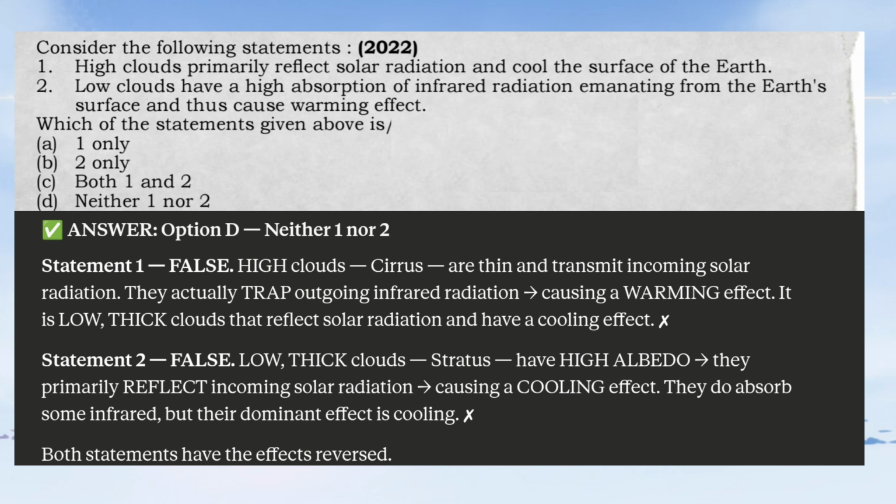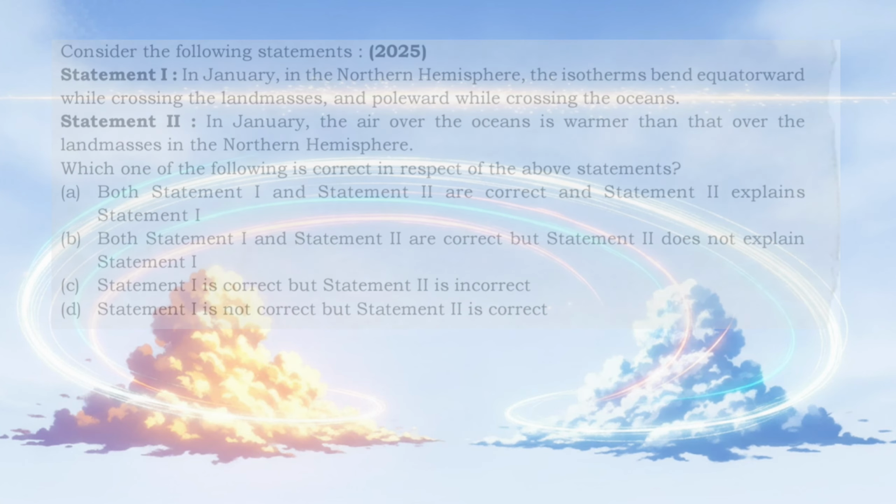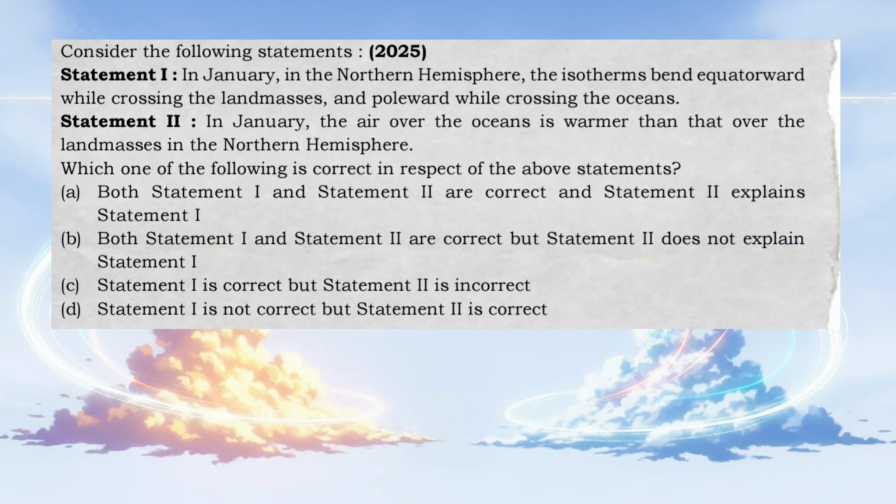Statement 1, false. High clouds, cirrus, are thin and transmit incoming solar radiation. They actually trap outgoing infrared radiation causing a warming effect. It is low, thick clouds that reflect solar radiation and have a cooling effect. Statement 2, false. Low, thick clouds, stratus, have high albedo. They primarily reflect incoming solar radiation causing a cooling effect. They do absorb some infrared, but their dominant effect is cooling. Both statements have the effects reversed. Answer D.